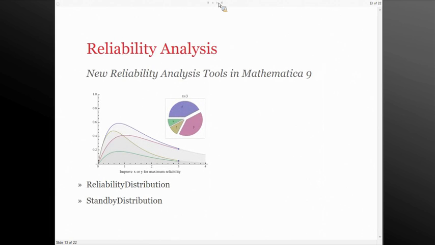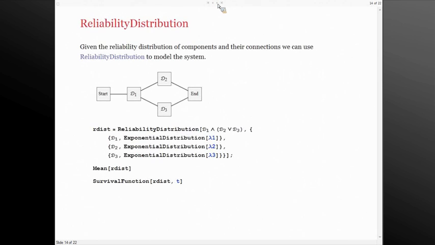So these new tools that I'm going to cover, and this is by no means all of what's there. There's a lot more, and I'll point you to a link later. I'm going to talk about some models that are very powerful, reliability distribution and standby distribution. So let's start first with reliability distribution.